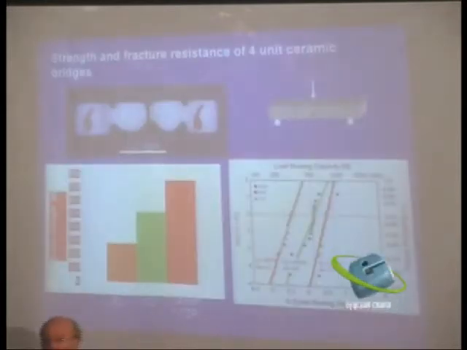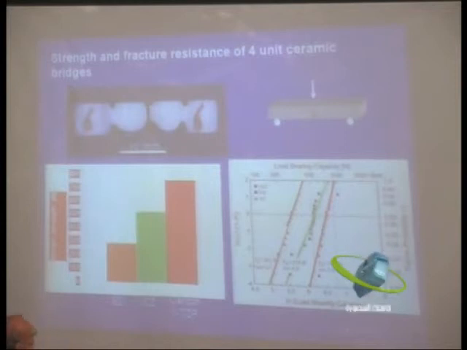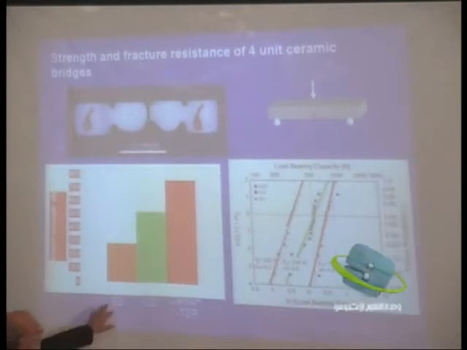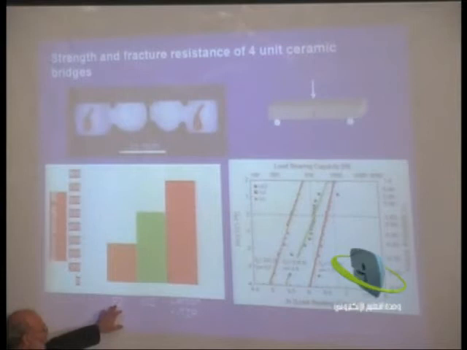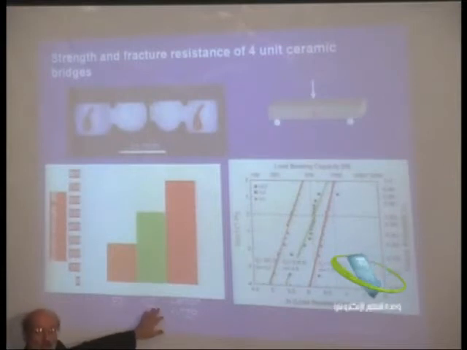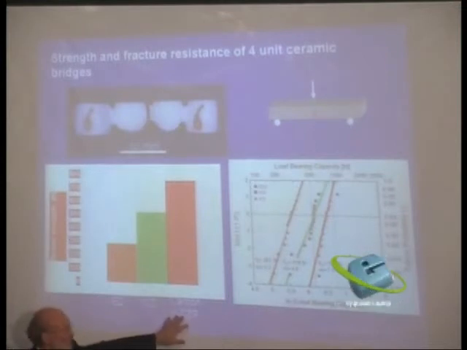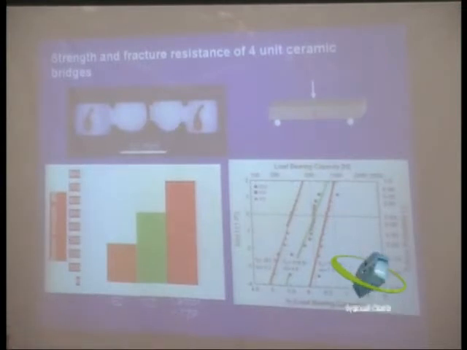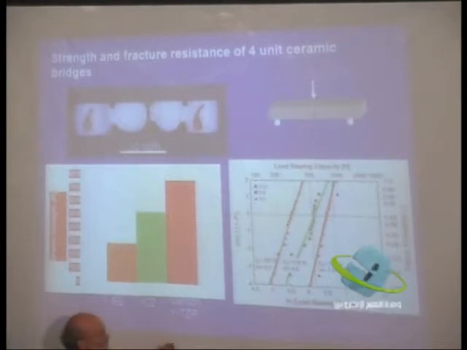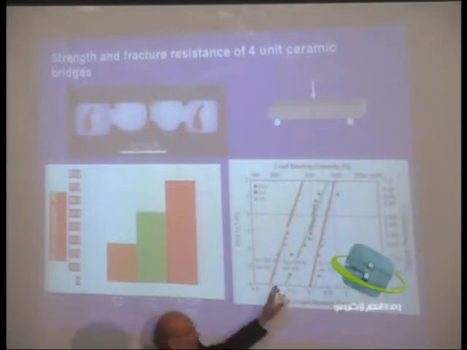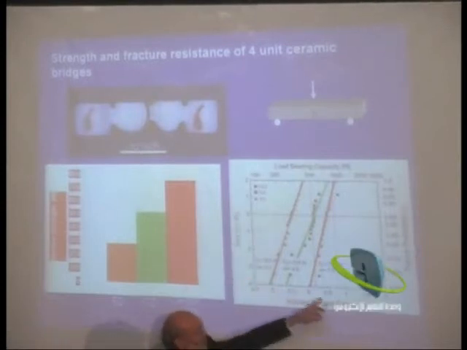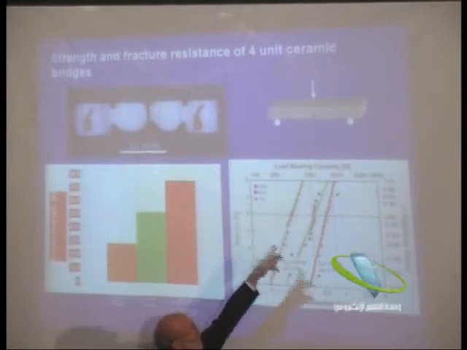Now, why is this attractive? Well, this is attractive if you wanted to make a 4-unit bridge for a patient. In your selection of materials, you could go to the Empress 2. You saw this was a reasonably high strength material. You could go to an In-Ceram zirconia, such as the Vita material, or you could go to the zirconia-based structure. And when you do these tests, we plot this in terms of a Weibull structure. This is the probability of failure versus the load, and you can see the load up there.